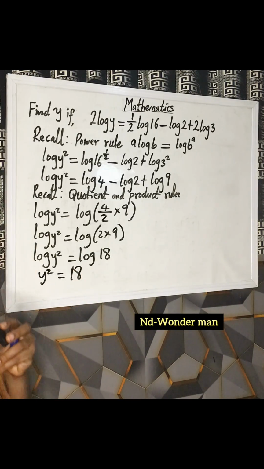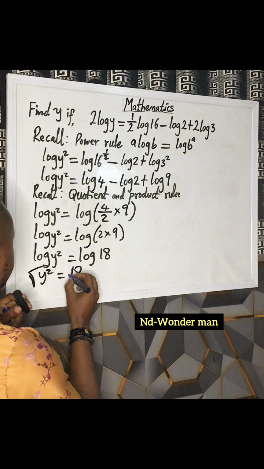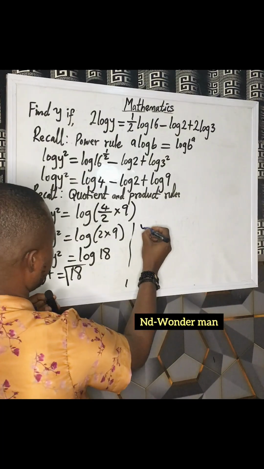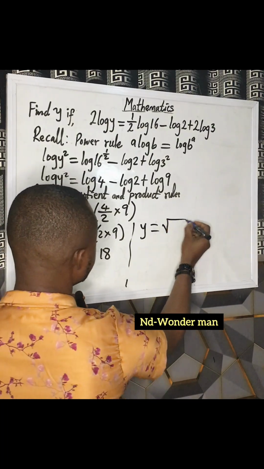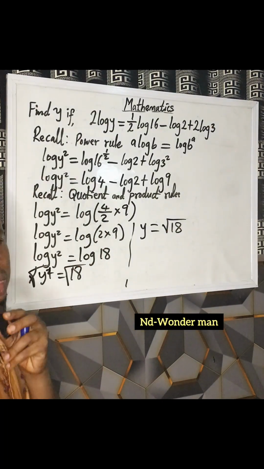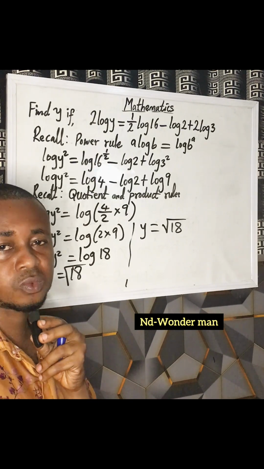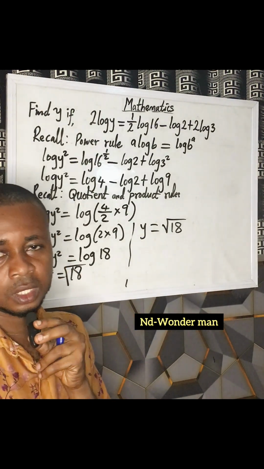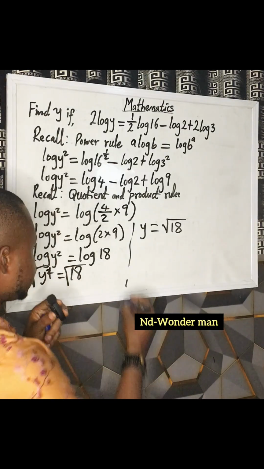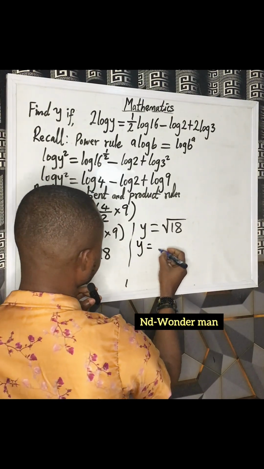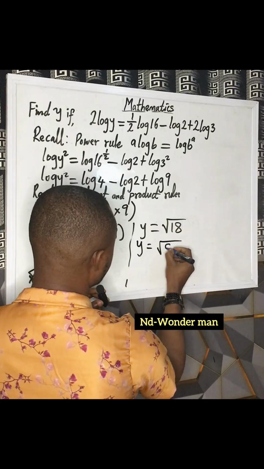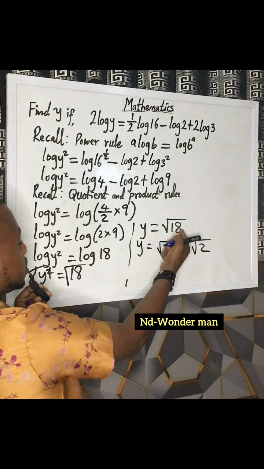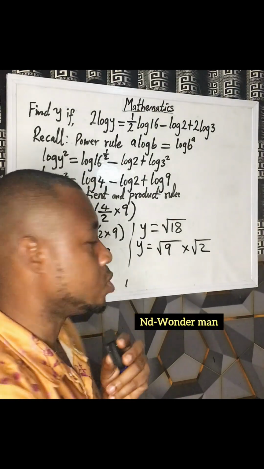What should I do at this point? I'll collect the square root of both sides. Square root will cancel square. So our y is going to be root 18. Of course, 18 is not a perfect square. So at this point, I will have to think of a surd operation by saying y is equal to root 9 times root 2. Of course, inside 18 we can have 9 times 2, so we root them.